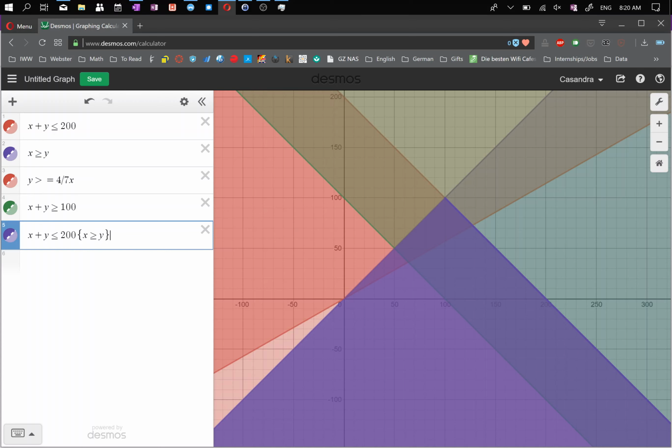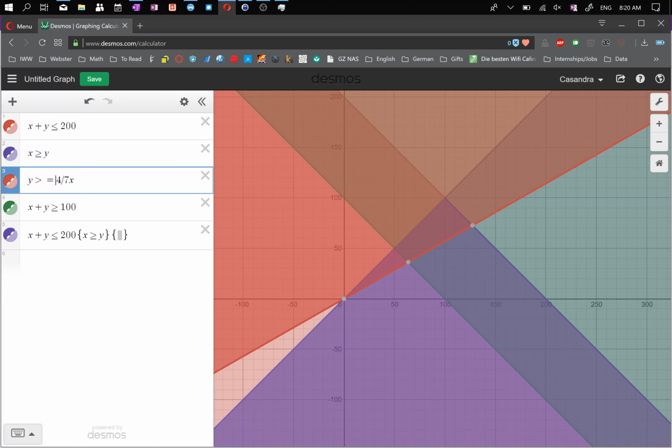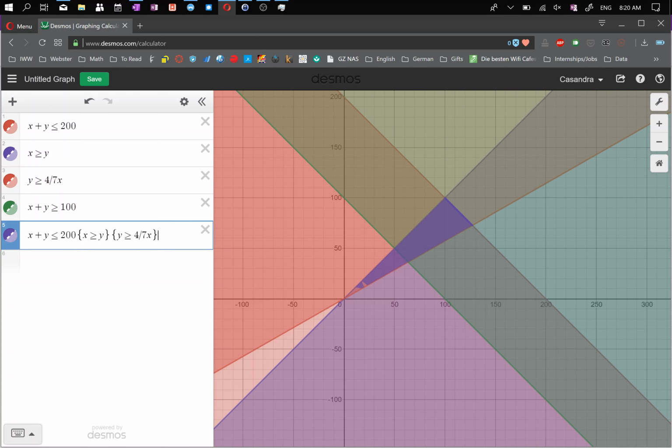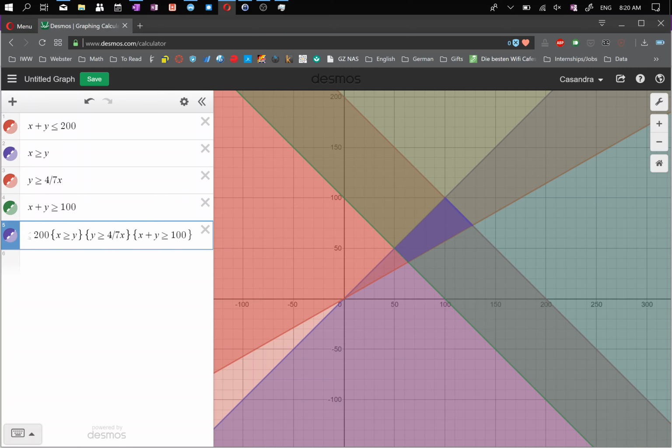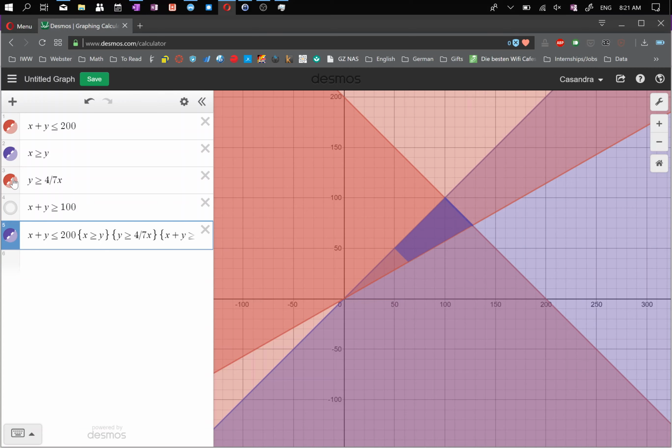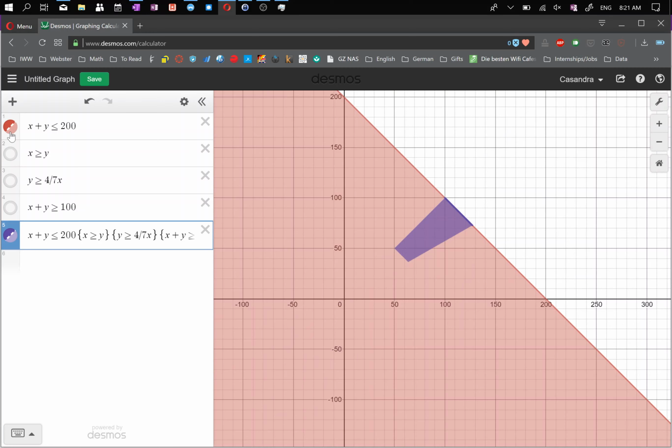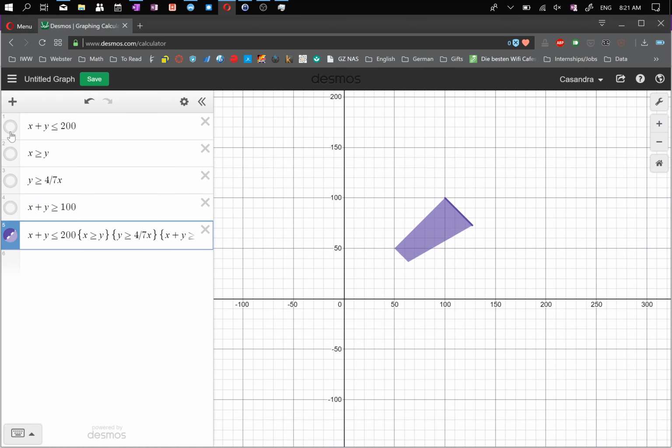So then I put my next constraint. This one did not do the greater than or equal to quite as I had expected. There we go. That constraint, and then this very last one. So now when I turn all of these off, I can see what's left. Just this little quadrilateral. I don't know that that's a shape I know the name of. Maybe it doesn't have a name.